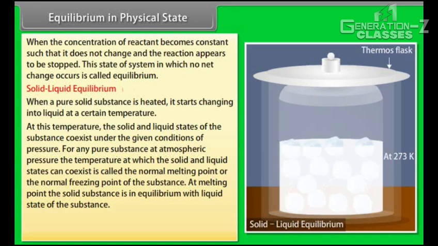Let us consider ice and water at 273 Kelvin, melting point of ice, taken in a perfectly insulated thermos flask. An interesting feature of this system is that the temperature as well as the masses of ice and water remains constant. This represents a dynamic equilibrium between ice and water, as there is no change in mass of ice and water, so the number of molecules going from ice into water is equal to the number of molecules going from water into ice. Thus, at equilibrium, rate of melting is equal to rate of freezing.